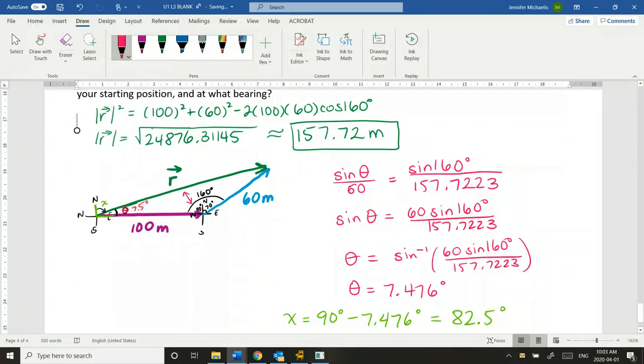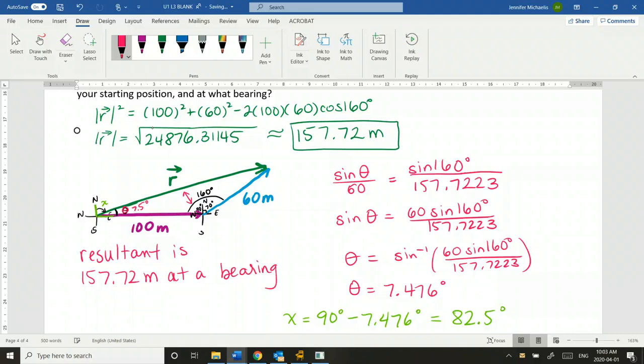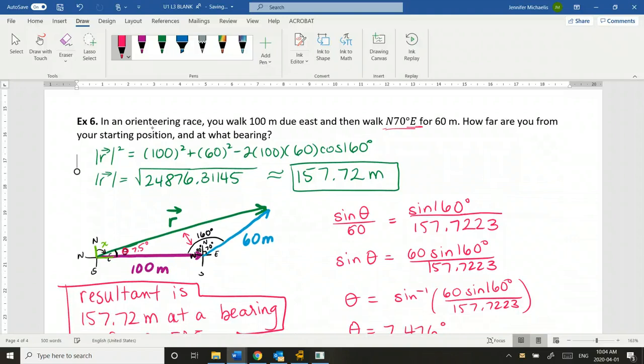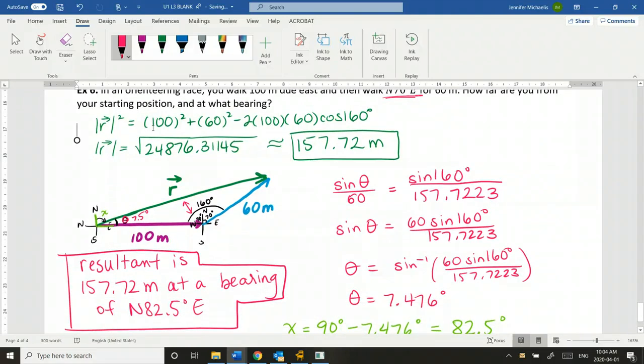So we'll say that our resultant is 157.72 meters at a bearing of north 82.5 degrees east. If you want, you can also use quadrant bearing, but usually we'll answer in the same bearing that the question is given to us, but either one is acceptable. If you wanted to use true bearing, you would put a little 0 in front of your 82, just to indicate that that's a true bearing, and we do that for numbers that are less than 100.